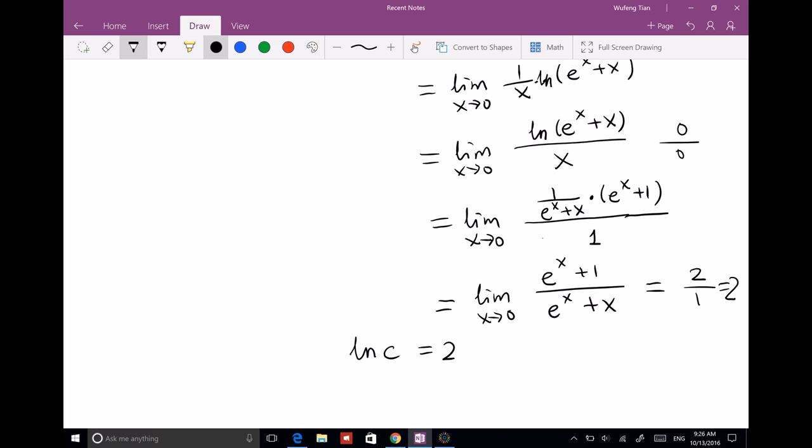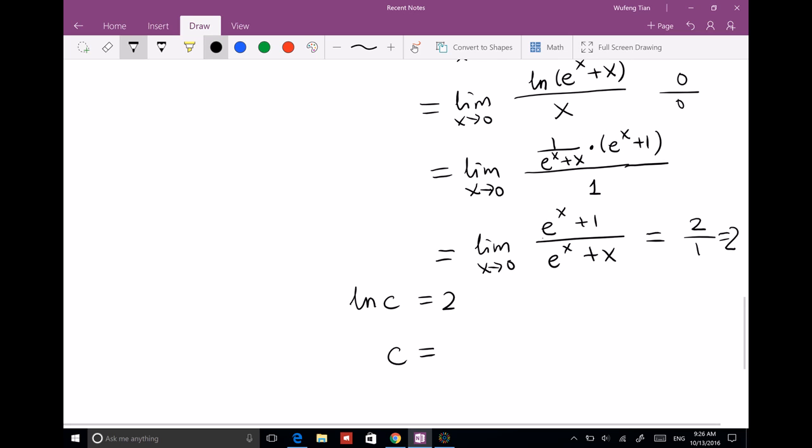So now, can anyone tell me what's the c here? I'm going to call a student to tell me. Okay, Bella, could you please tell me what is c here? e to the second. e to the second, perfect. Thank you very much. So it's e squared. Everyone good? Okay.